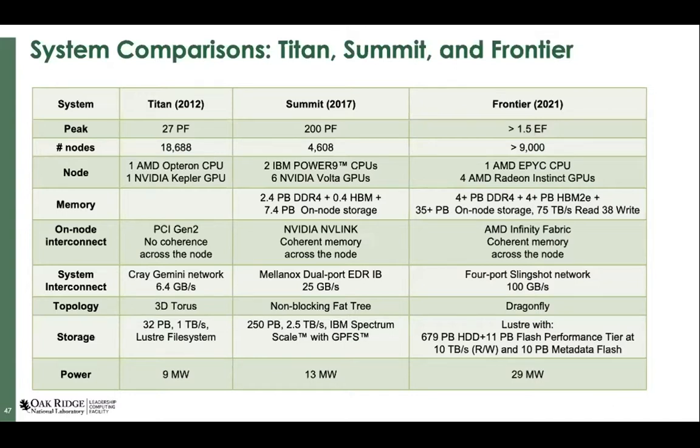Okay. Sorry, I'm a little over time, but this is my last slide, which I wanted to summarize Titan, Summit and Frontier. And as you see, the trend has been the peak performance. Obviously, we're going to exaflop, but the number of nodes has decreased in Summit, but increased again in Frontier, but it's still half of what was in Titan. And with that, I will end my presentation.